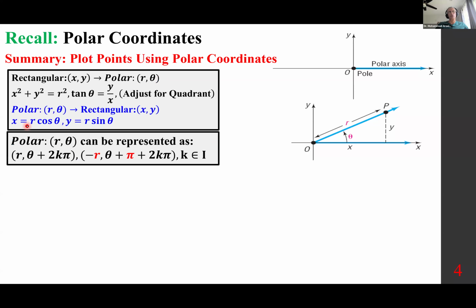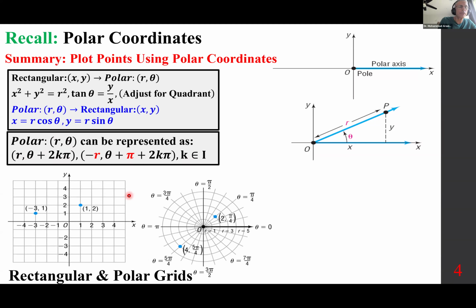Polar coordinates are not unique. So r, theta is the same as r, theta plus 2k pi, and you can add 2k pi. If you want r to be negative, you add another pi. In other words, odd multiples of pi, where k is an integer.